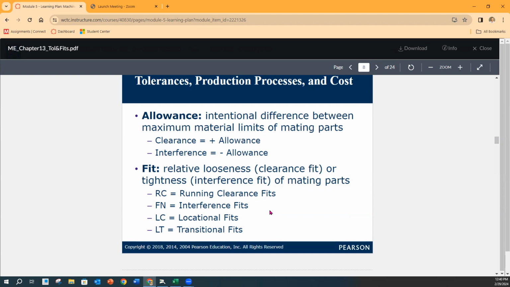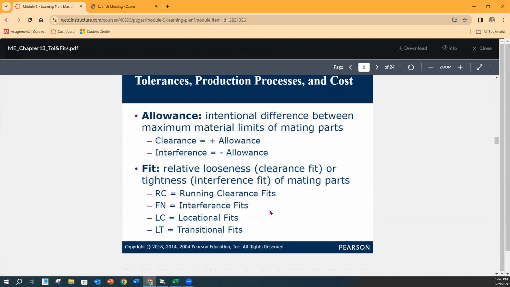Interference, on the other hand, is going to be a negative allowance, because when we do the difference in the maximum material conditions, parts of each one are going to try to occupy the same space. That's what an interference is. Okay. Allowance is going to be that looseness or that tightness. And also another way that we call this out just below here is going to be the fit that we're looking at.